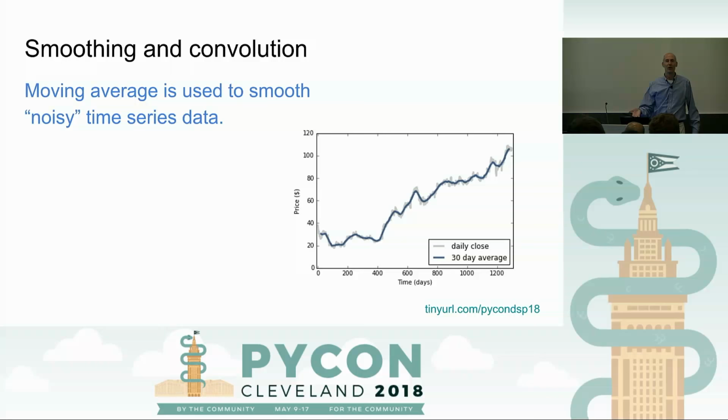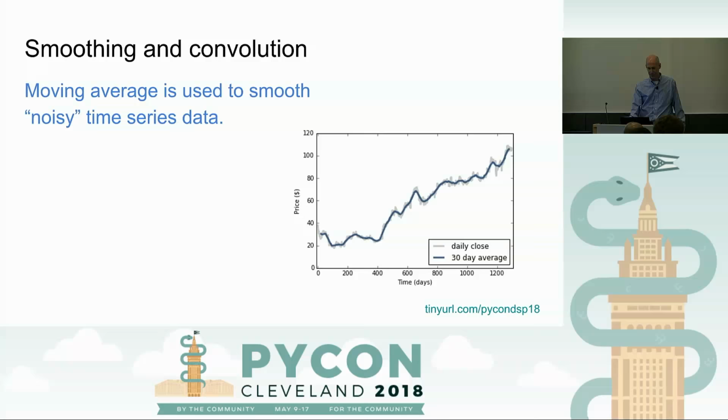And this is an example. This is actually the daily close for Facebook for, I think, the first 2 or 3 years after their initial public offering. And you can see the gray line there is the original unsmoothed data, and the blue line is a 30-day moving average.